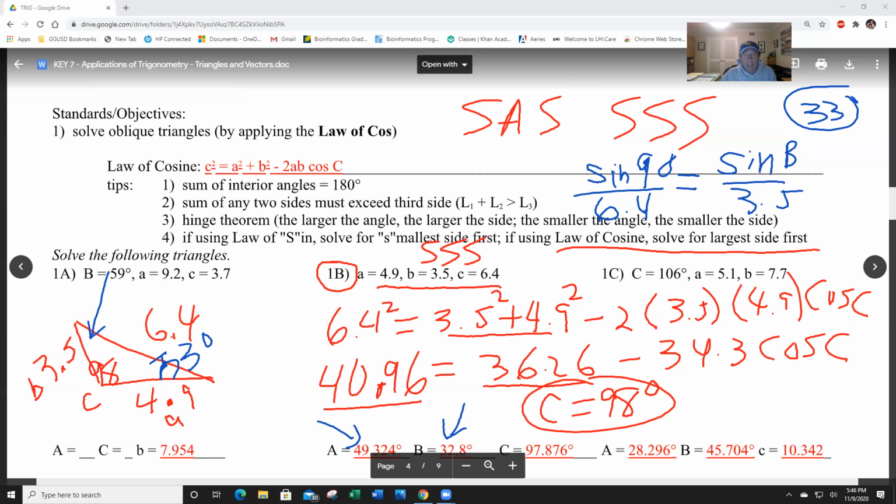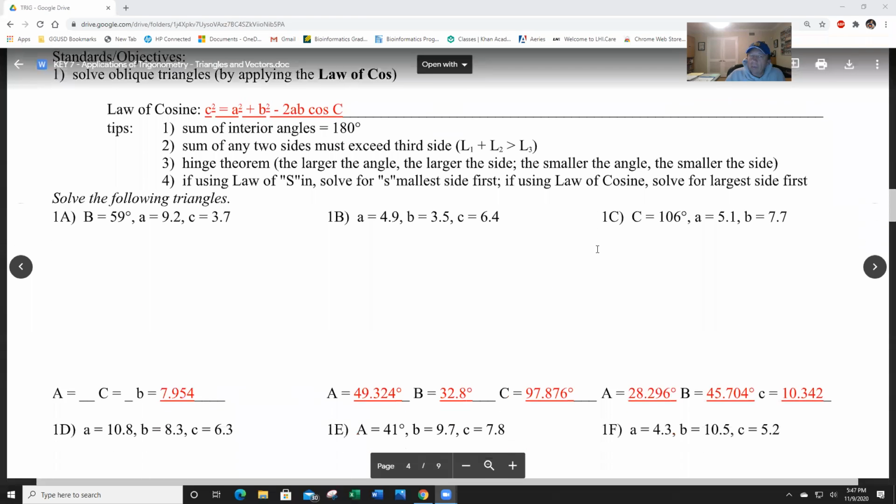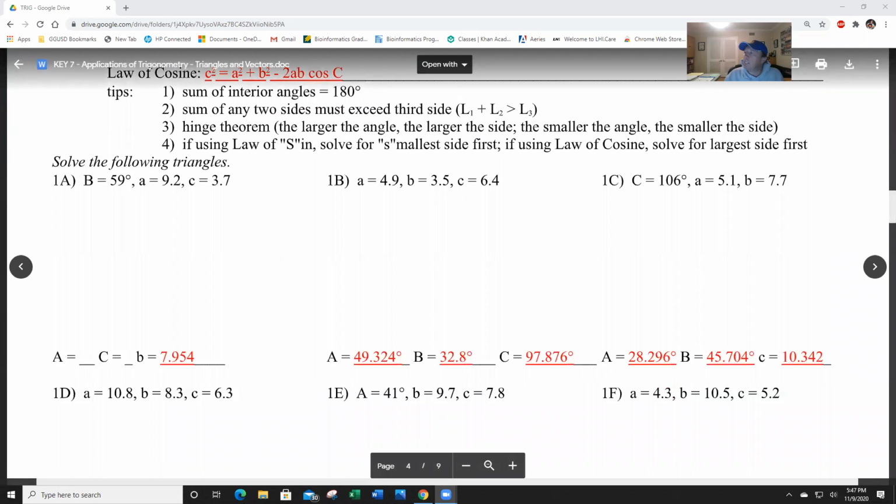We only got two cases here, SAS and SSS. Makes this pretty easy. And your background, well, this is why I teach the law of sines first, because you're eventually going to go back to that anyways. Okay, here's C now, okay?